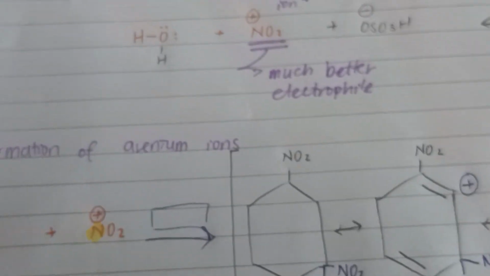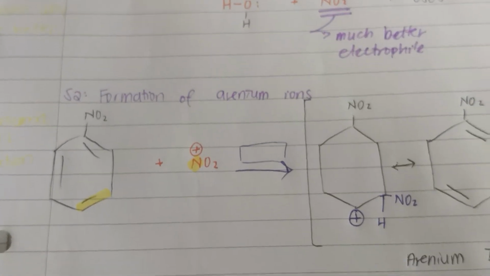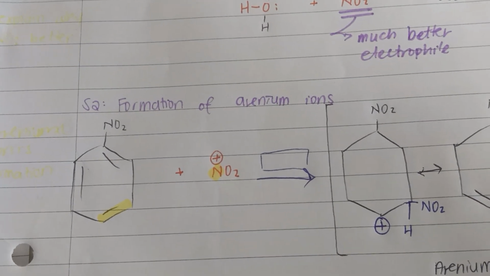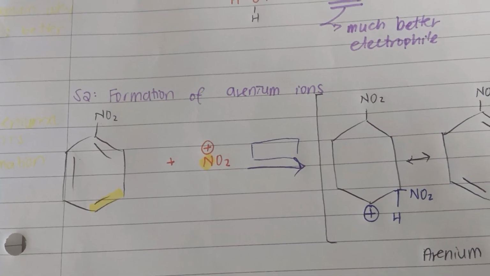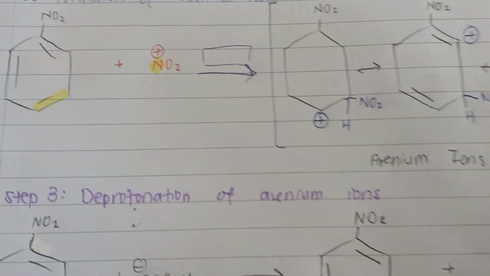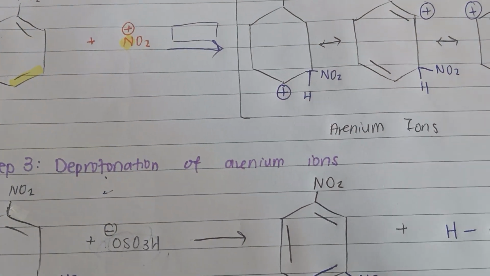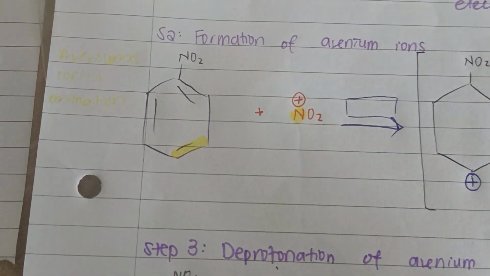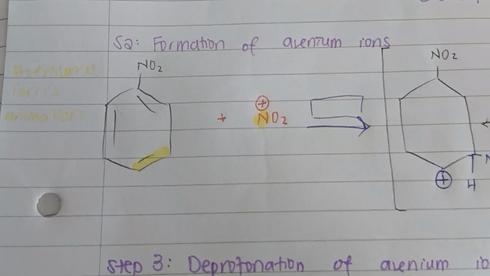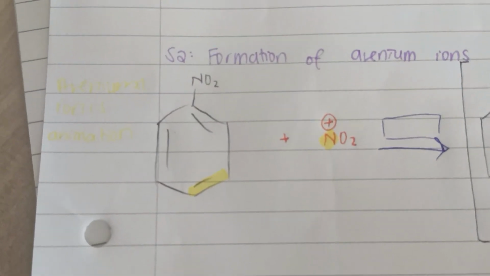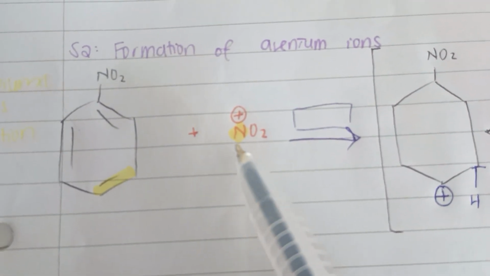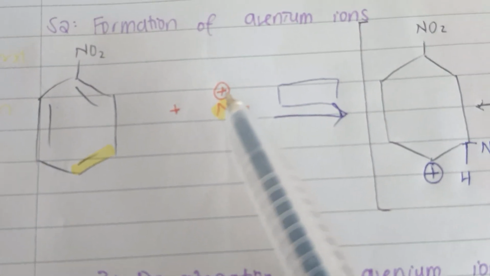Now moving to the second step, and for me the most difficult step, the formation of arenium ions. Arenium ions might be a new term for us, but we'll manage. So this benzene ring acts as a nucleophile because of its delocalized pi electron cloud. The electron-rich benzene is attracted to this poor, electrophilic nitronium ion.